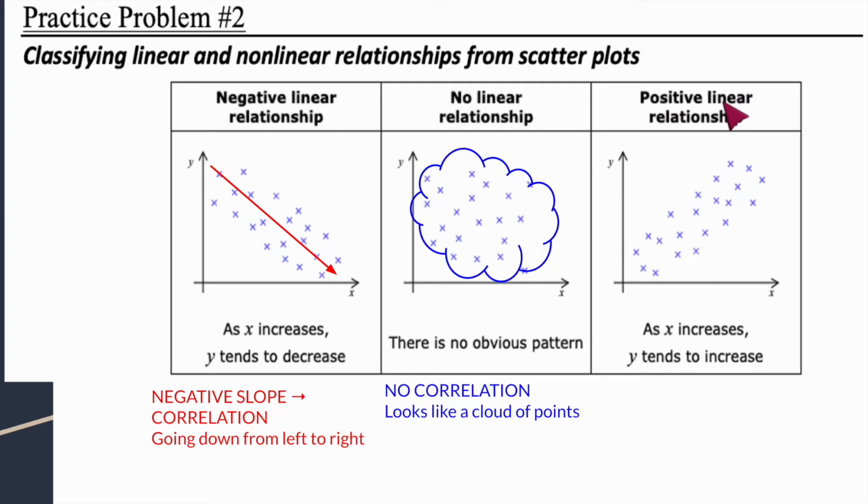And then we have a positive linear relationship. It looks very similar to the first one we did, but now it's going up from left to right. So we call that positive because it's got a positive slope or a positive correlation. It's going up from left to right.